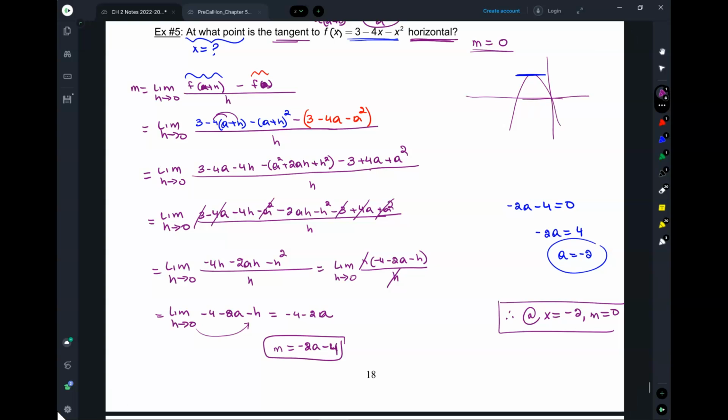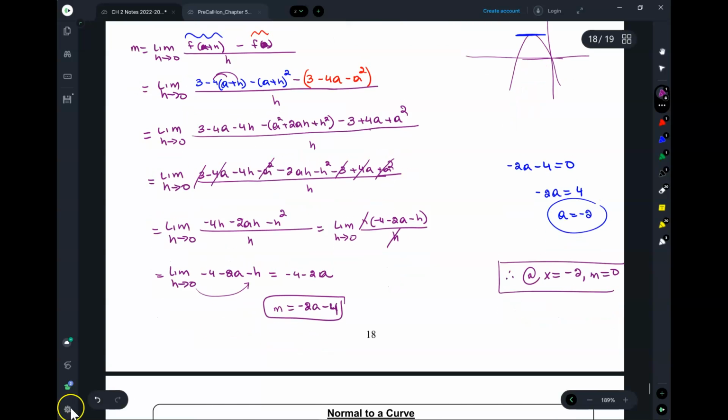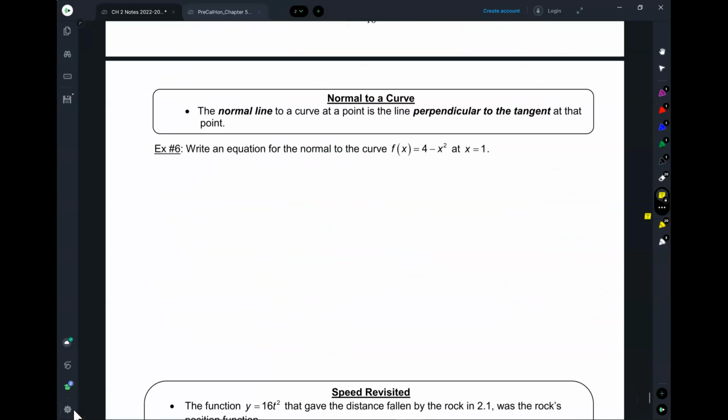So therefore, the normal line. In calculus, when we say normal line, it's basically the perpendicular line, right? So normal means perpendicular. The normal line is a line that is perpendicular to the tangent, okay?